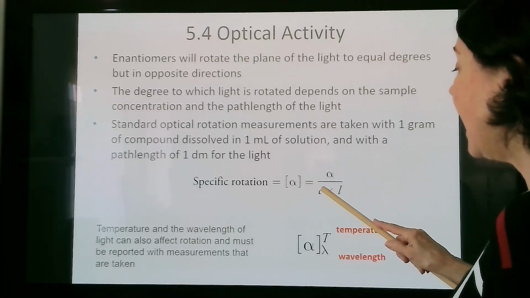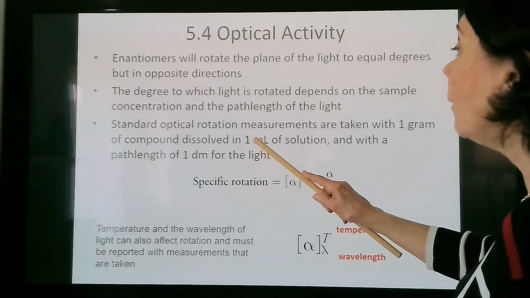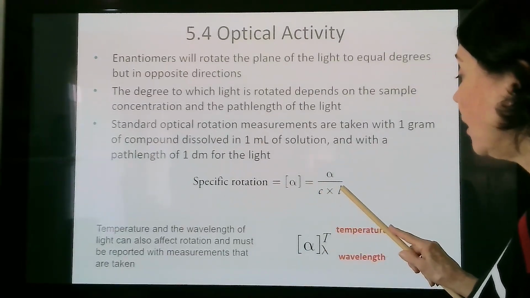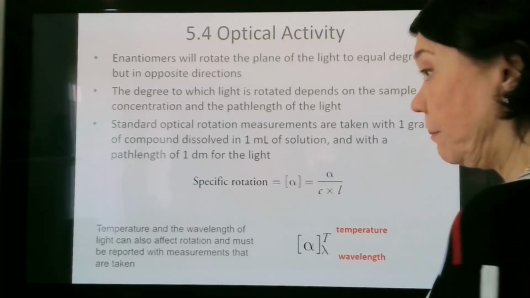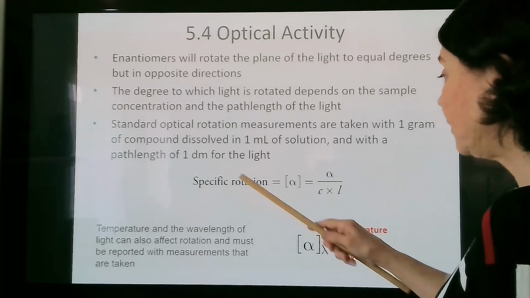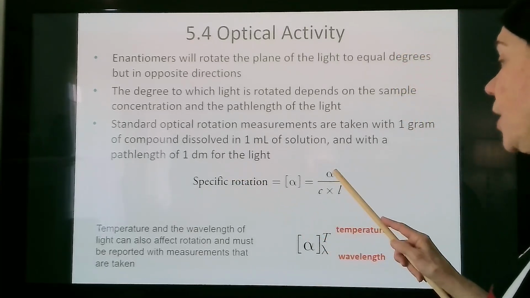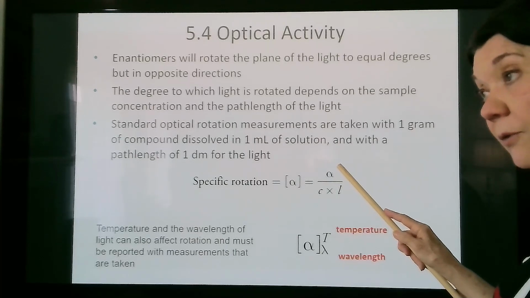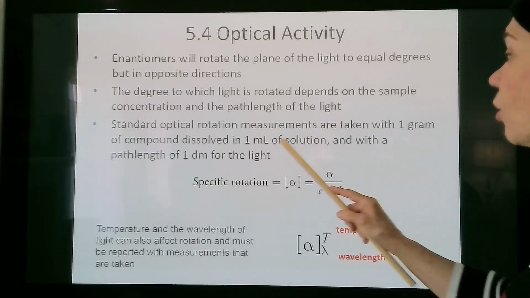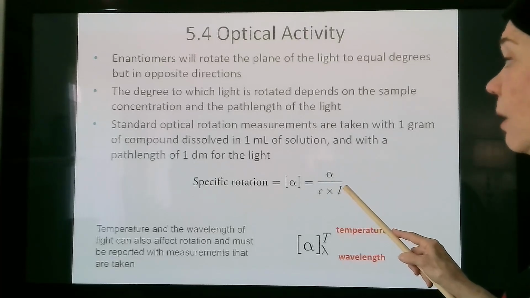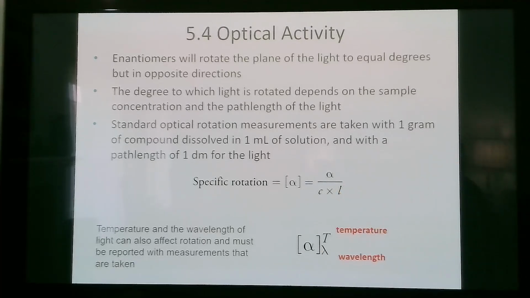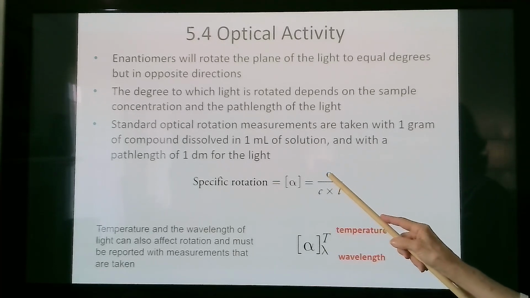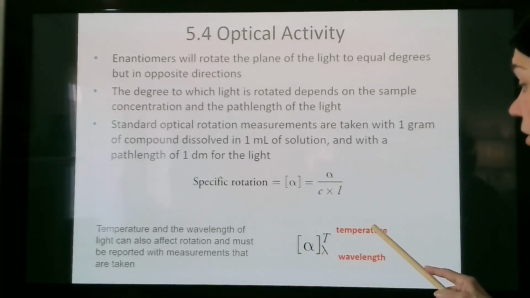At a specific concentration, which is 1 gram of compound per ml. That's what this concentration is. And the length is 1 decimeter, so 10 centimeters. So the specific rotation is determined by taking the actual rotation from the polarimeter of the sample that you mixed up, so that the sample has 1 gram per ml and the sample tube is 1 decimeter long. So this is a linear relationship. These are linearly related.